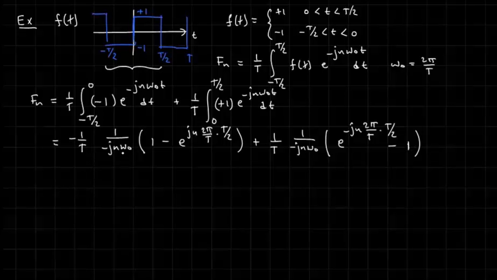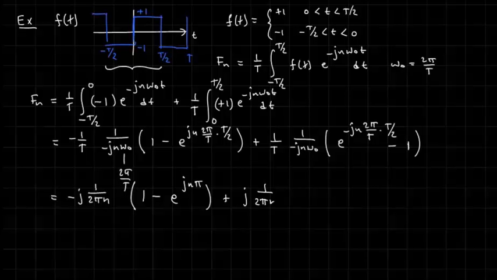So this will give us, let's see, omega naught is 2 pi over T, so we'll have -j over 2 pi n times 1 minus e to the jn pi, plus j times 1 over 2 pi n quantity e to the minus, did I lose a sign? Okay, e to the minus jn pi minus 1.